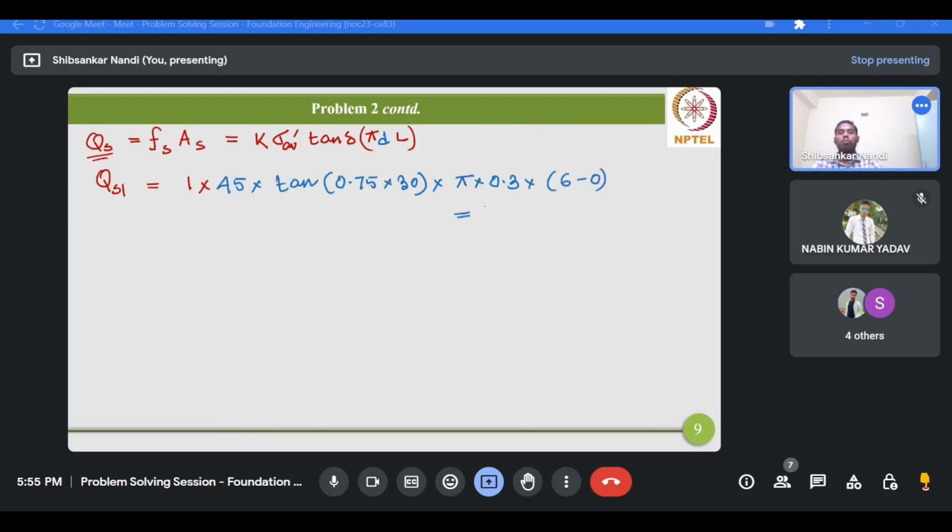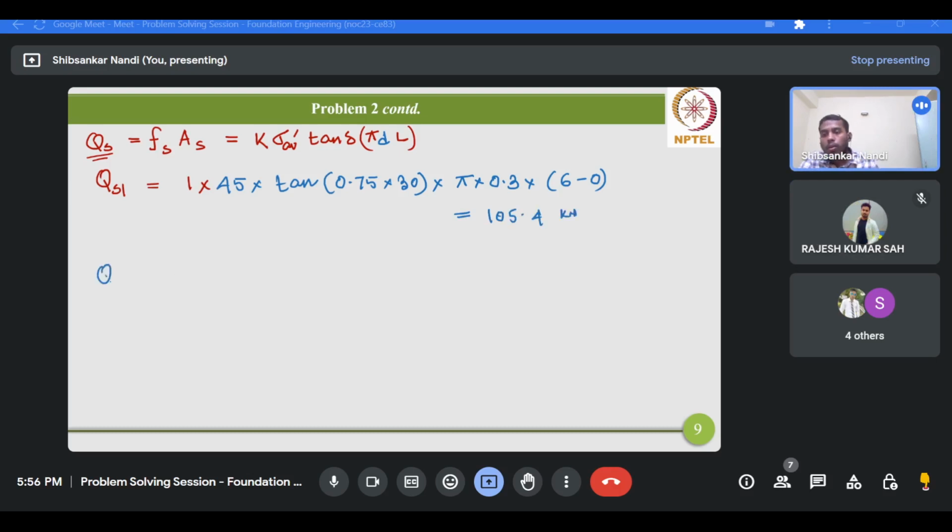So please calculate and let me know the contribution from layer 1 to the ultimate skin friction resistance. 105.4. Yeah, very good. So 105.4 kilonewton.